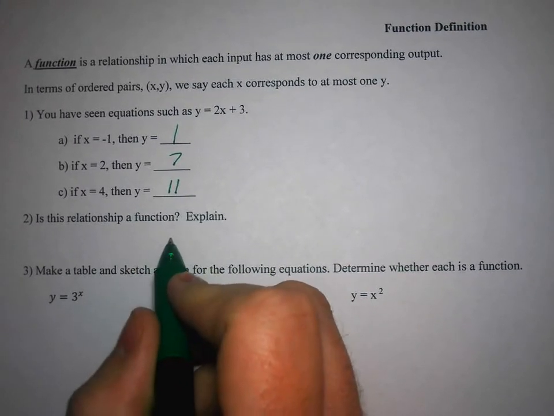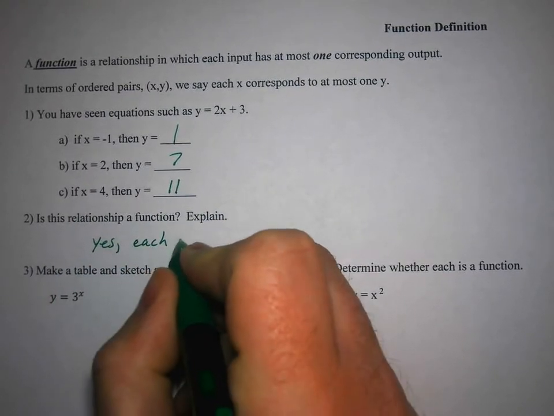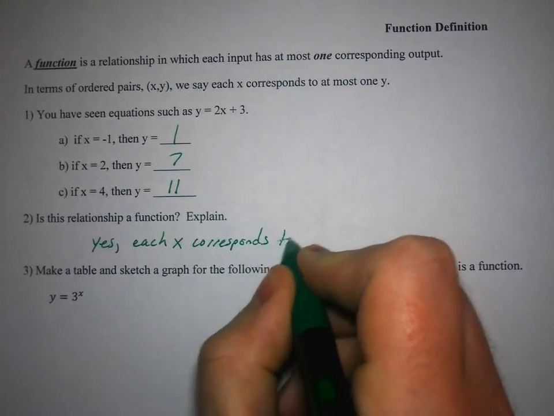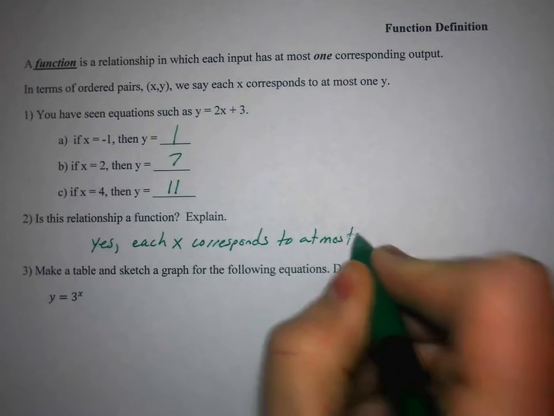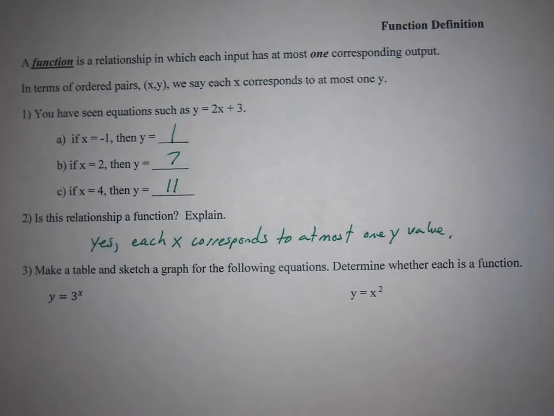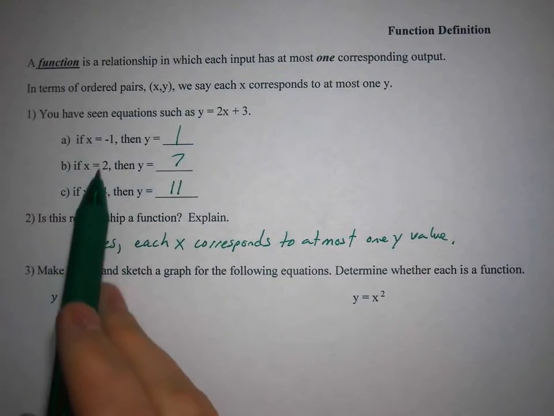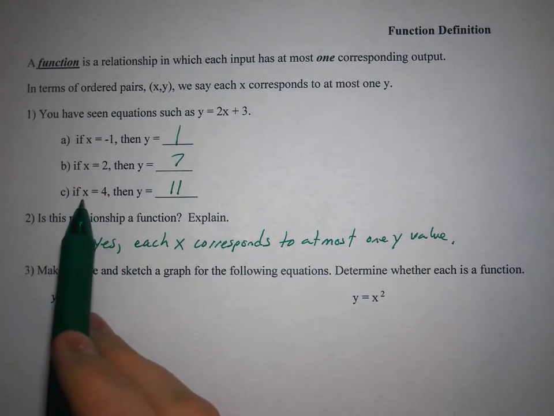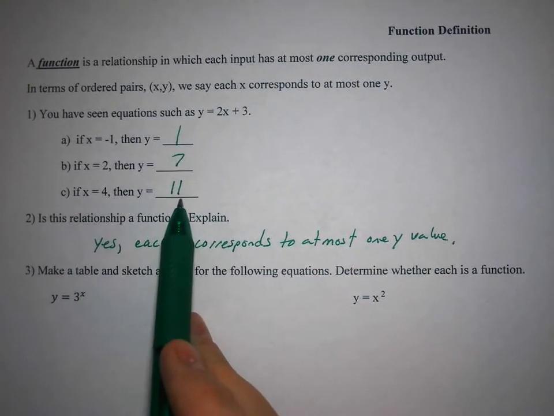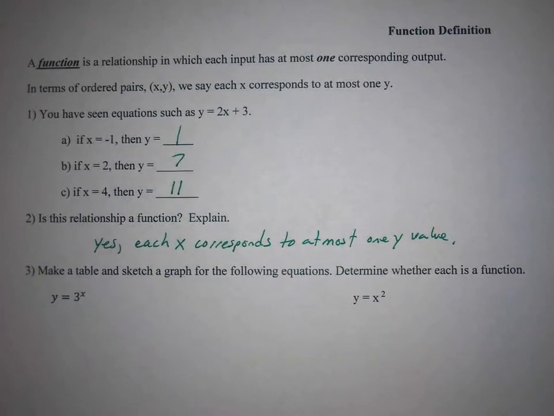So is the relationship a function? Yes, because each x corresponds to at most one y value. Again, there was not an x value that we substituted into our equation to get more than one answer for y. For example, when x was 4, we didn't get 11 and 15. We didn't get two different answers. We only got one answer each time we substituted our x value in.